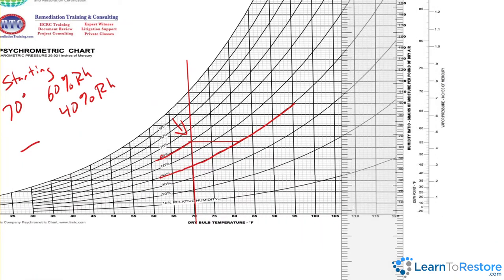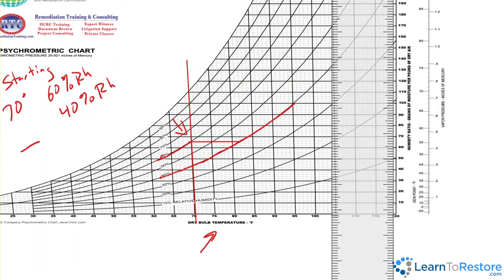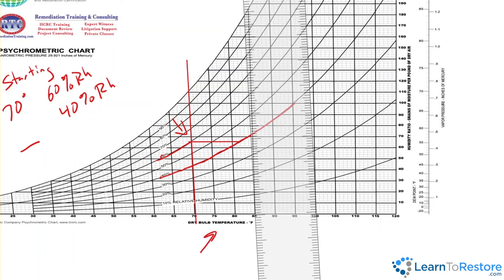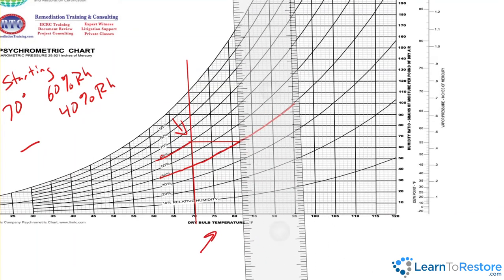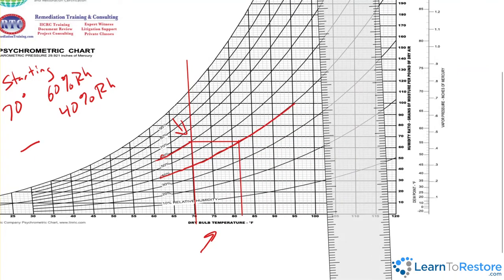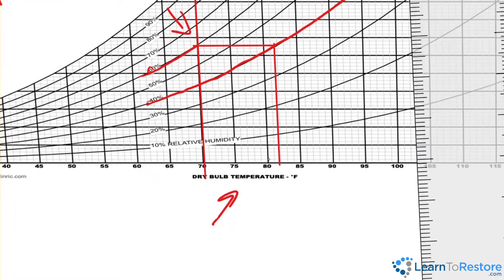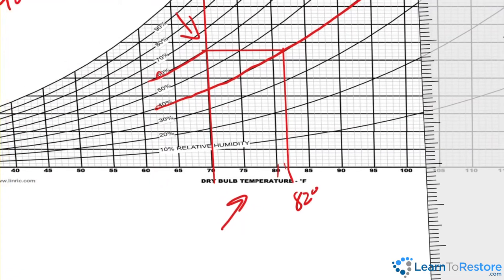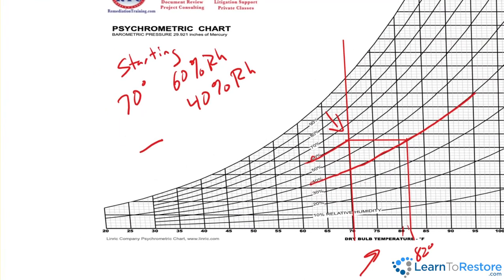Now it wants to know what the temperature is, and we keep the temperature information at the bottom of the chart. So now that I know where my new location is, I will simply come down here to the bottom and say, what is my new temperature? And my temperature is 80, 81. That would be 82 degrees. So in order for me to get from 70 degrees and 60%, if I go up to 82 degrees, I will be at 40% relative humidity.